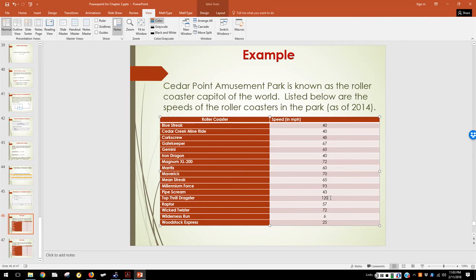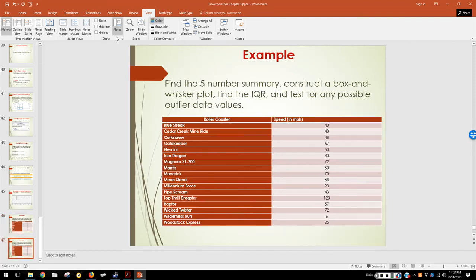So my question for you is, load that data into your calculator, create the 5-number summary, look at the box plot, and tell me, are either of those two, the Wilderness Run or the Top Thrill Dragster, outliers? So that's for you to do, and you can ask me questions once you've got that done.